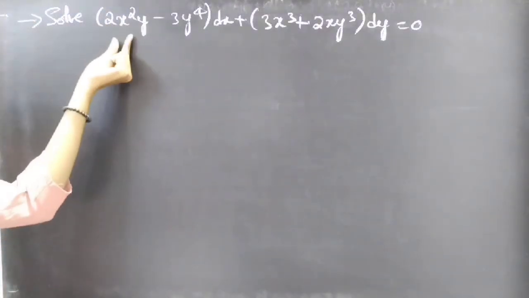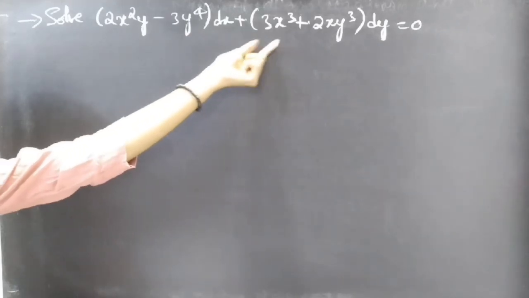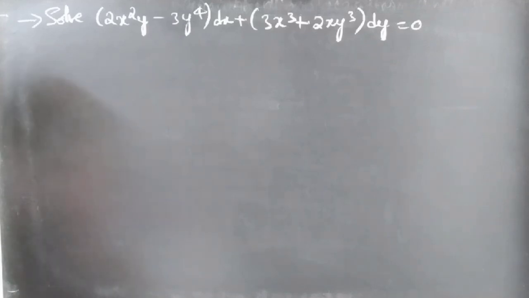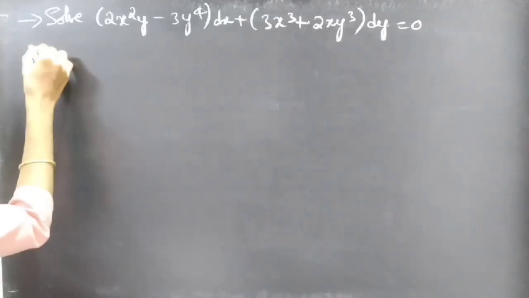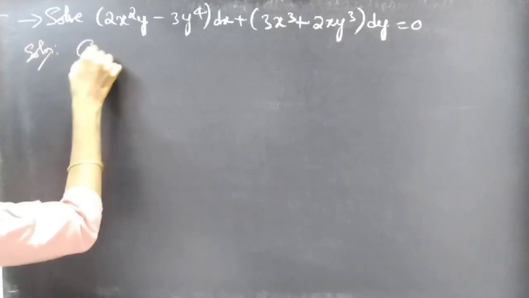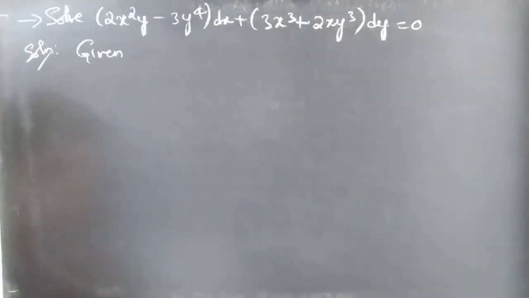Problem: solve (2x² y − 3y⁴) dx + (3x³ + 2xy³) dy = 0. So here we are given a differential equation of the form M dx + N dy = 0, right?